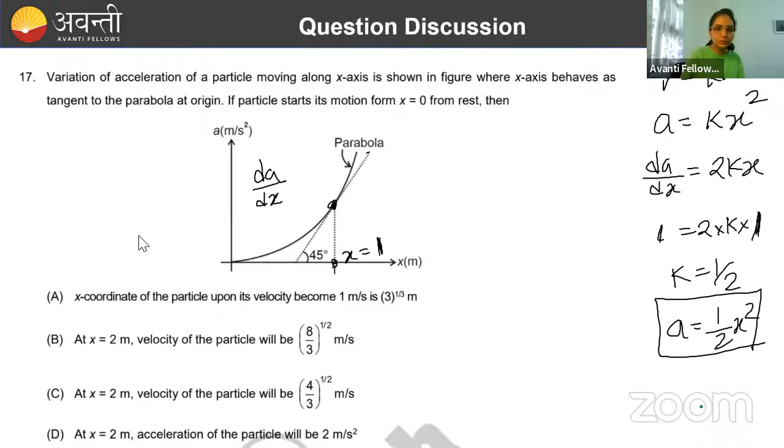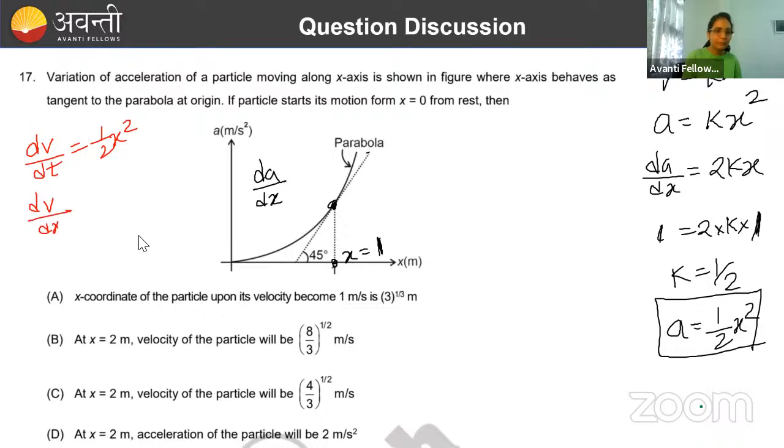So first, what is it? The x coordinate of the particle when its velocity becomes 1 meter per second. It is saying, what will be the x coordinate of the particle when its velocity is 1 meter per second. So velocity is a function of x. If I know it, we can easily solve it, right? So let's break the acceleration. Acceleration you write as dv by dt equal to half x square. Again variables are 3 here: v, t, x. Let's eliminate t because that is the requirement of our first option.